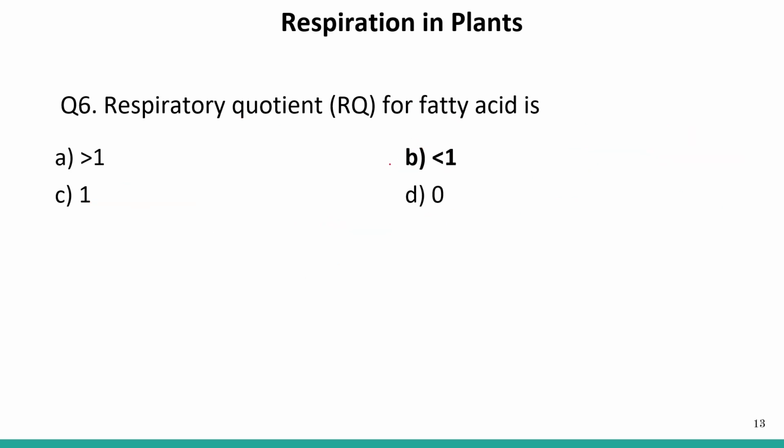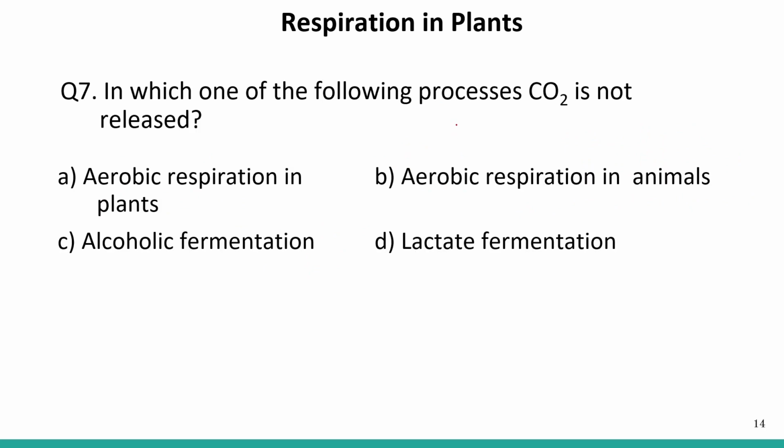What should be the correct answer? The answer is option B. The next question is: in which one of the following processes is carbon dioxide not released? The options start with aerobic respiration in plants. During aerobic respiration we have glycolysis, then oxidative decarboxylation and the Krebs cycle. We know that carbon dioxide is released during aerobic respiration, both in animals and plants.